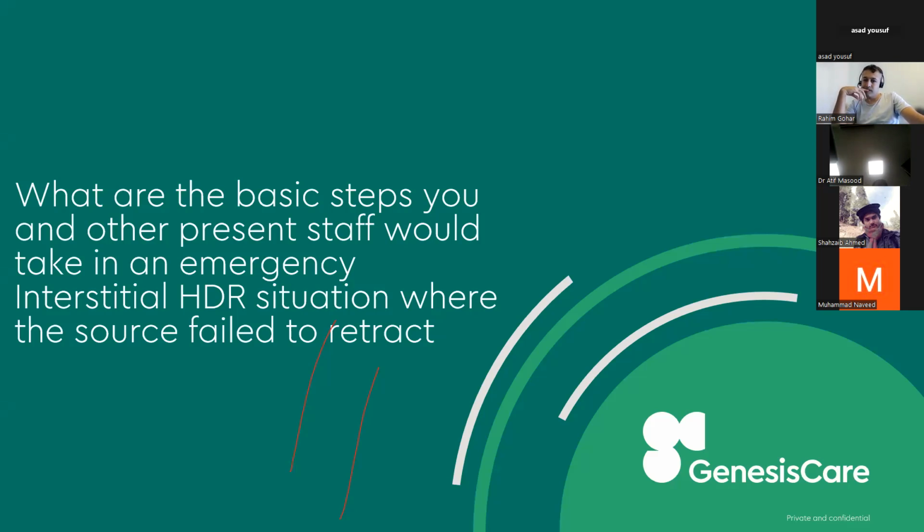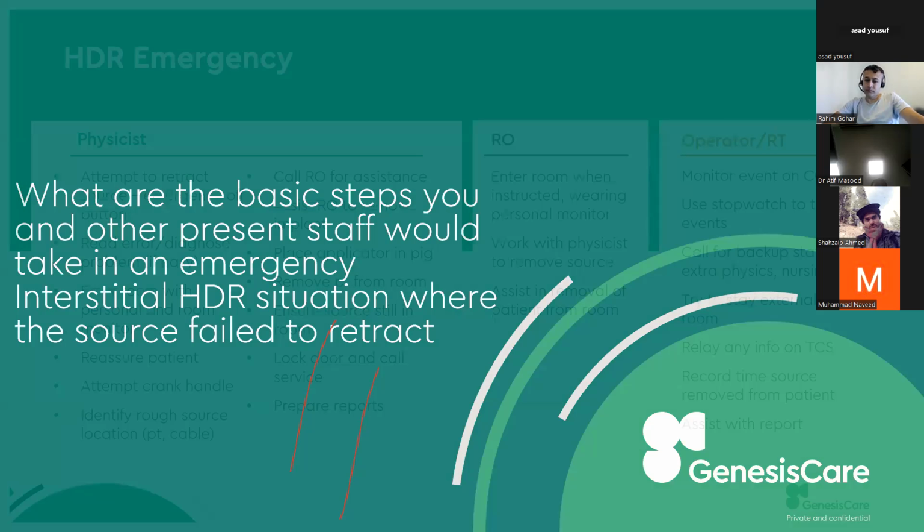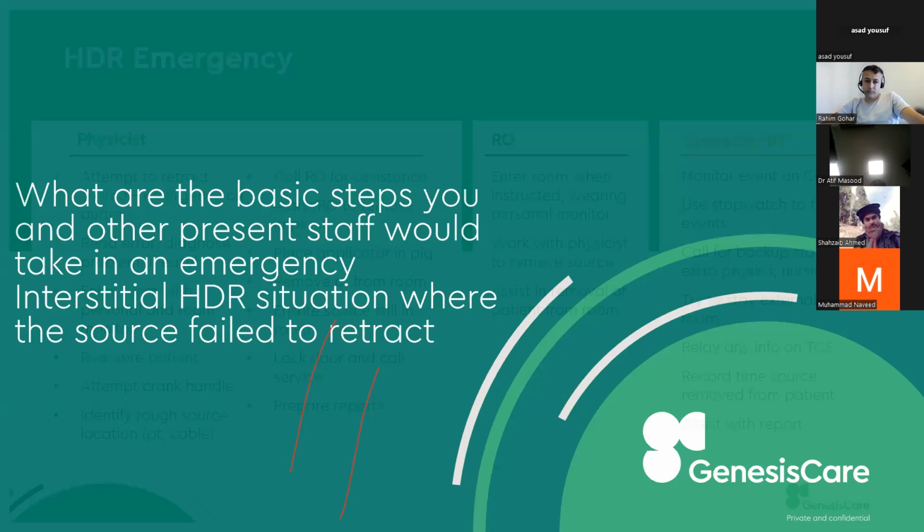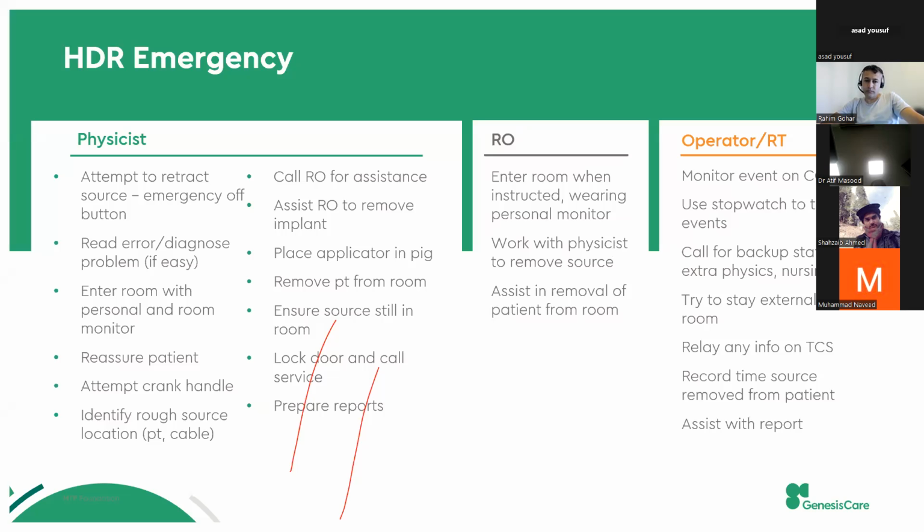Well, if there is a beam off button, first we press that, and the emergency button, of course, at the console. But if both fail, then we should go inside along with the survey meter, and we should have a clock to record the time, how much time the personnel is spending inside the bunker when the source is out. Then we hit the emergency button at the wall.